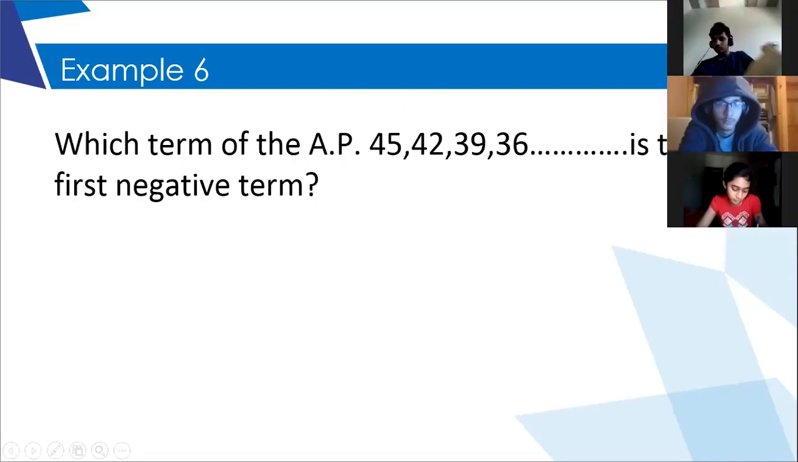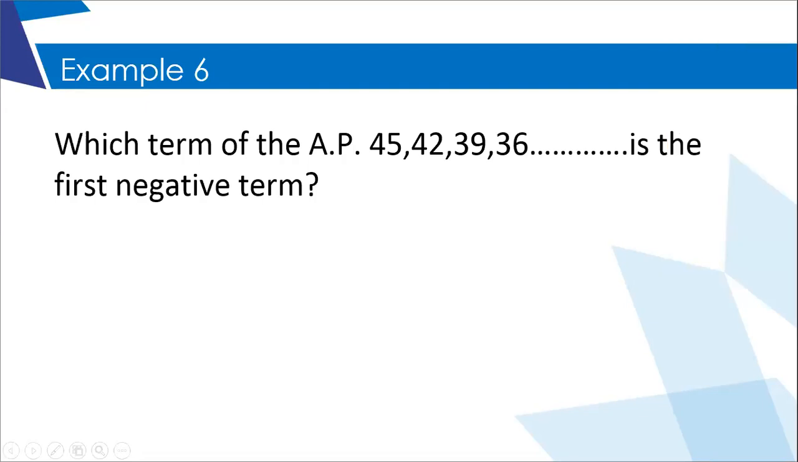What is -3? The first negative term of AP, not the value. We need the term. They are asking you which term is the first negative term, means he is asking the place of that term. On which place will the first negative term come? And then they will ask you find the value also. I mean, that can be the second part.